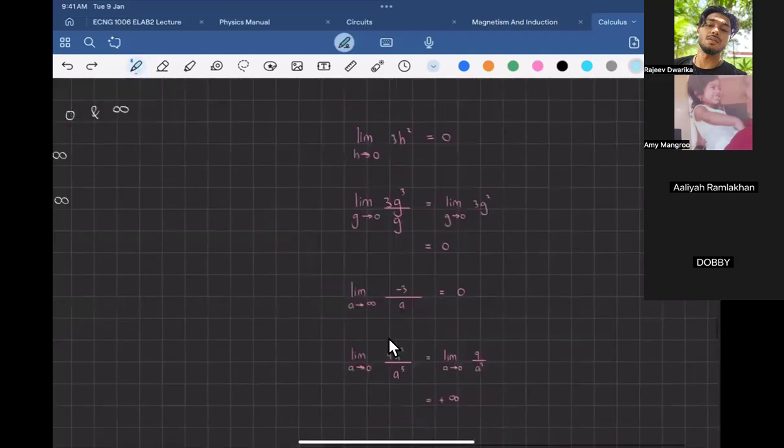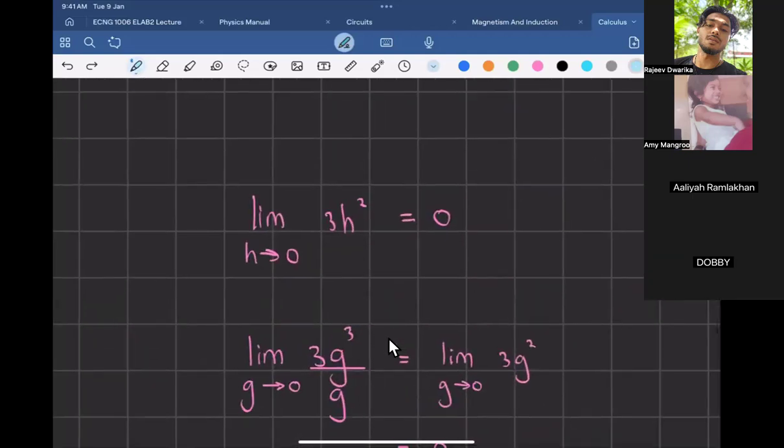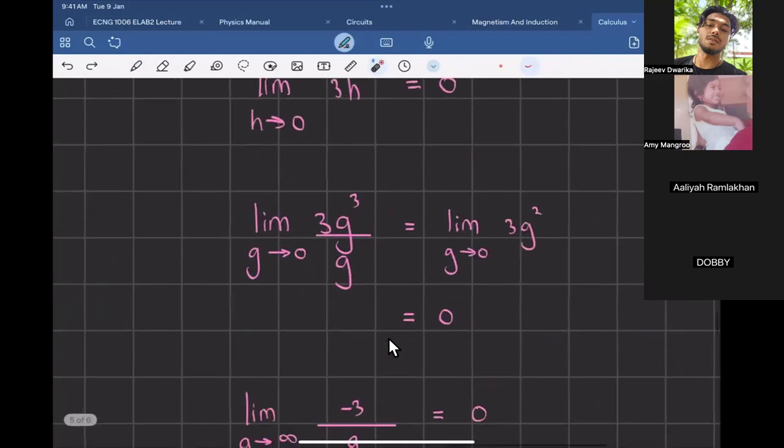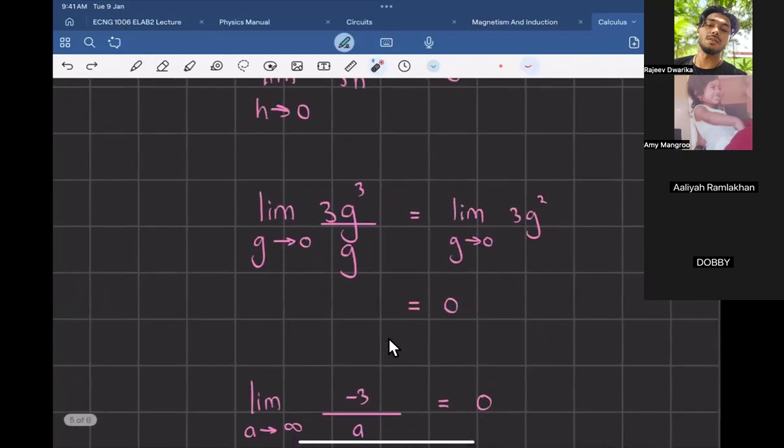No? Okay. Well, let me explain something real quick. So, Kira, imagine that h is getting small, small, small. h is basically zero, right? What's zero squared? 0. What is 3 times 0? 0. Right. If we have 3g cubed over g, is there anything we could do to simplify this before we find the limit?